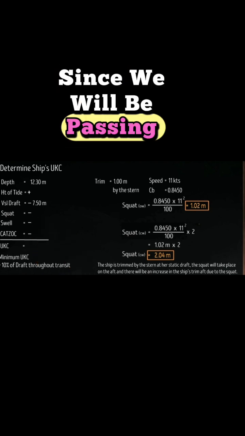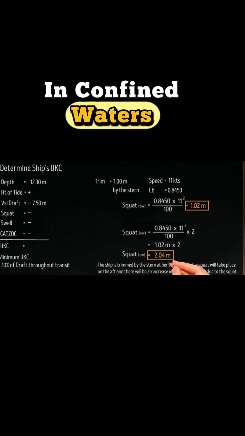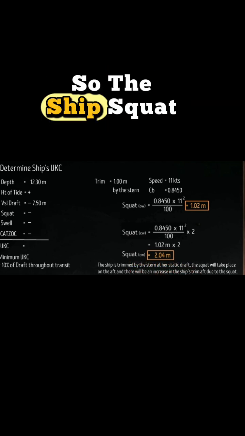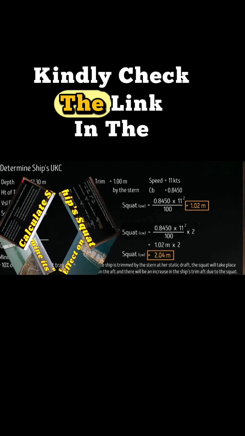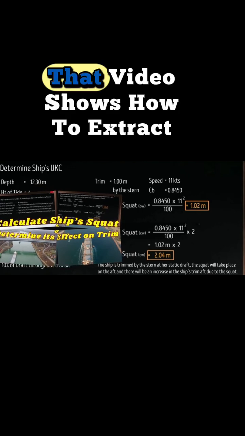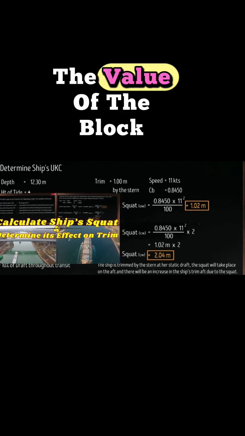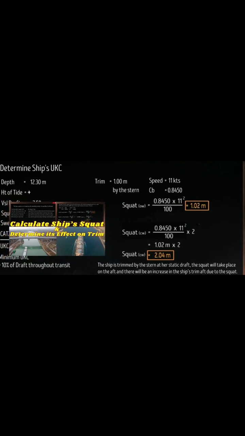Since we will be passing shallow water, we will take the value of squat in confined waters. So the ship's squat is 2.04 meters. Kindly check the link in the description on how to calculate the ship's squat manually. That video shows how to extract the value of the block coefficient at a given draft using a hydrostatic table.